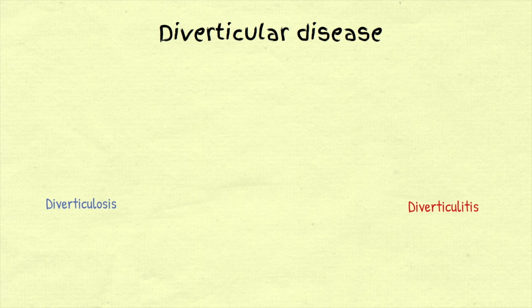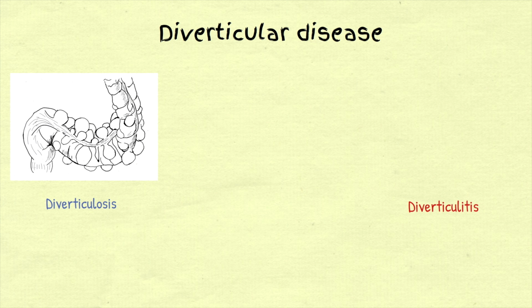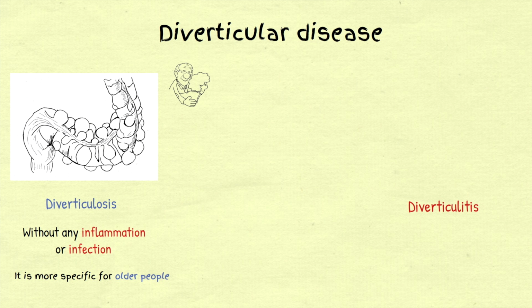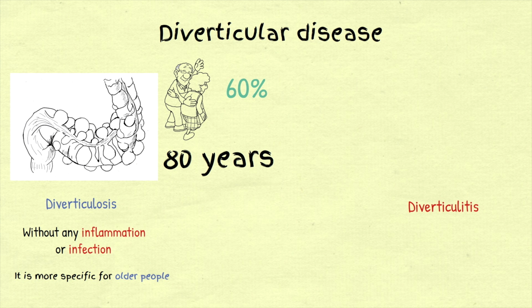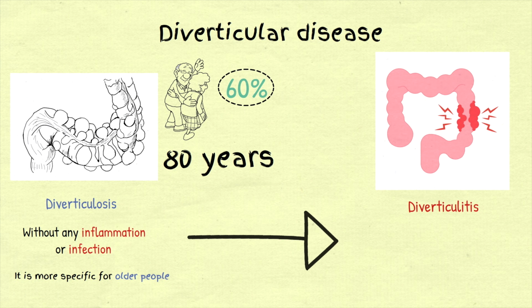There are two types of diverticular disease: diverticulosis and diverticulitis. Diverticulosis refers to the presence of these sacs without any inflammation or infection. This is a very common situation. In fact, by the age of 80, it is estimated that over 60% of people can have these pouches in their colon. On the other hand, diverticulitis occurs when these sacs are inflamed or infected.